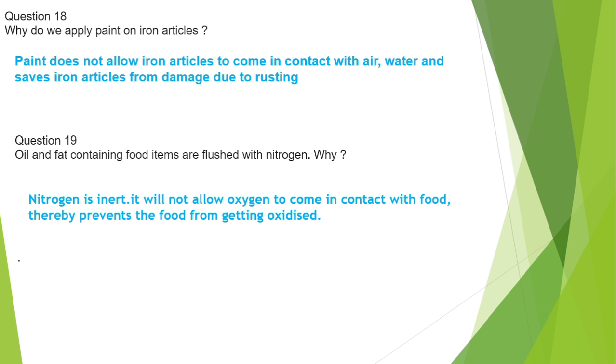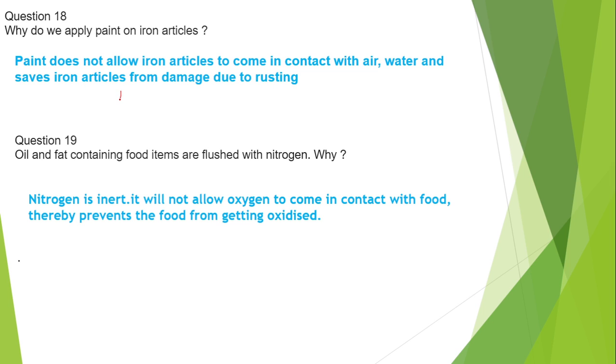Now next is, why do we apply paint on iron articles? You know already, iron articles, when kept outside for a long time, will react with the oxygen or moisture present in the air to form rust. Its strength will be lost. So what we have to do? We have to apply paint on iron articles. So how does it help? The paint does not allow iron articles to come in contact with air, water, and saves iron articles from damage due to rusting.